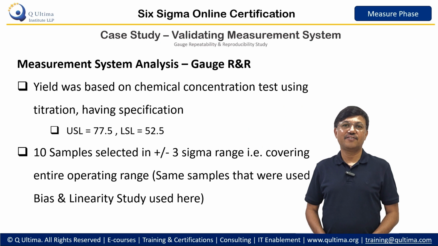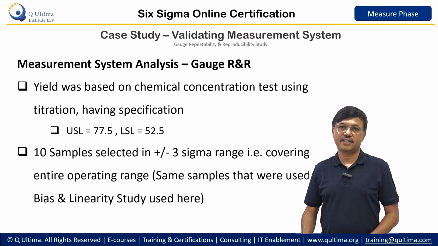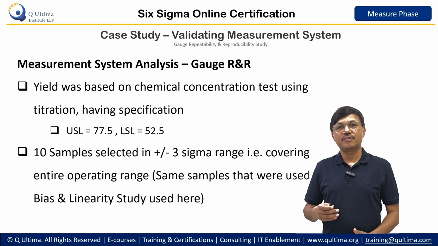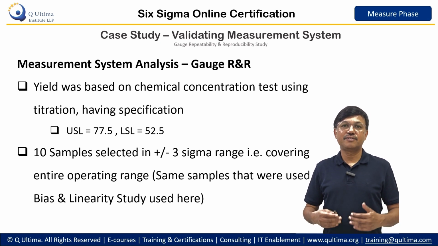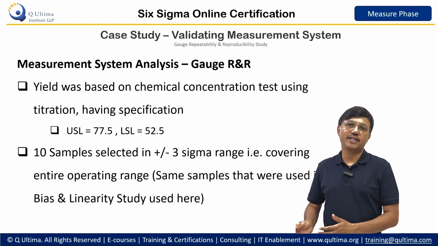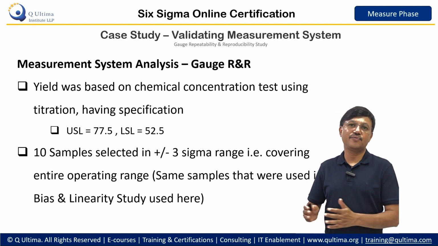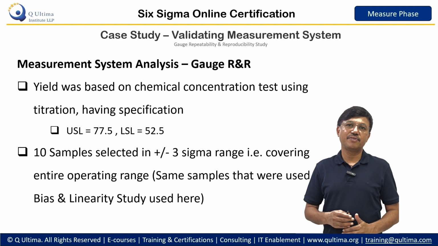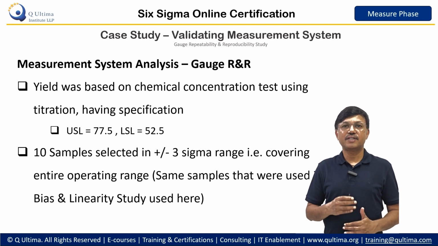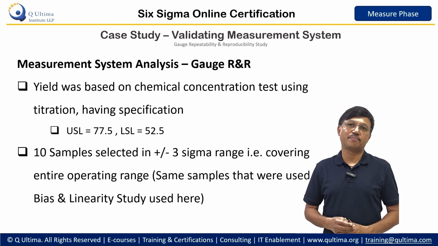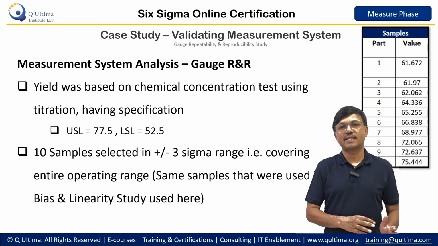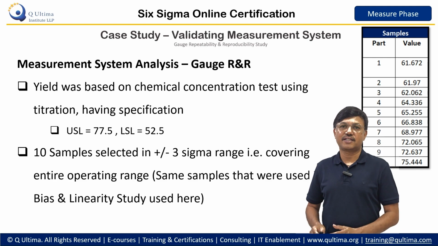Now we will initiate our GRR study, also called gauge repeatability and reproducibility study. In this study, we will first define the specification in equivalent terms. For example, what yield is equivalent to what concentration? We found that in terms of concentration, the lower specification is 52.5 and the upper specification is 77.5. Also, we will use the same samples as we used in the bias and linearity study for the GRR study.